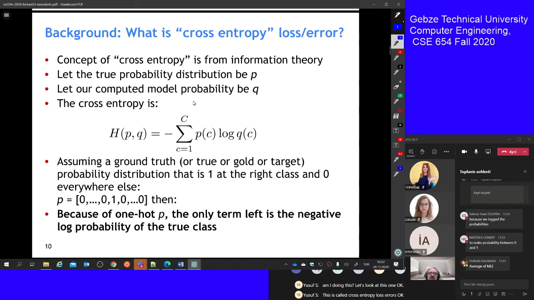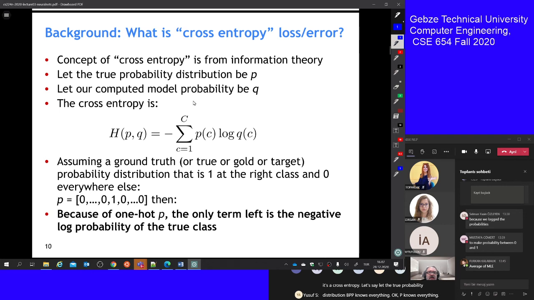The concept of cross entropy is from information theory. You're just trying to see if something is similar to something. So with cross entropy, let the true probability distribution be P. P knows everything.